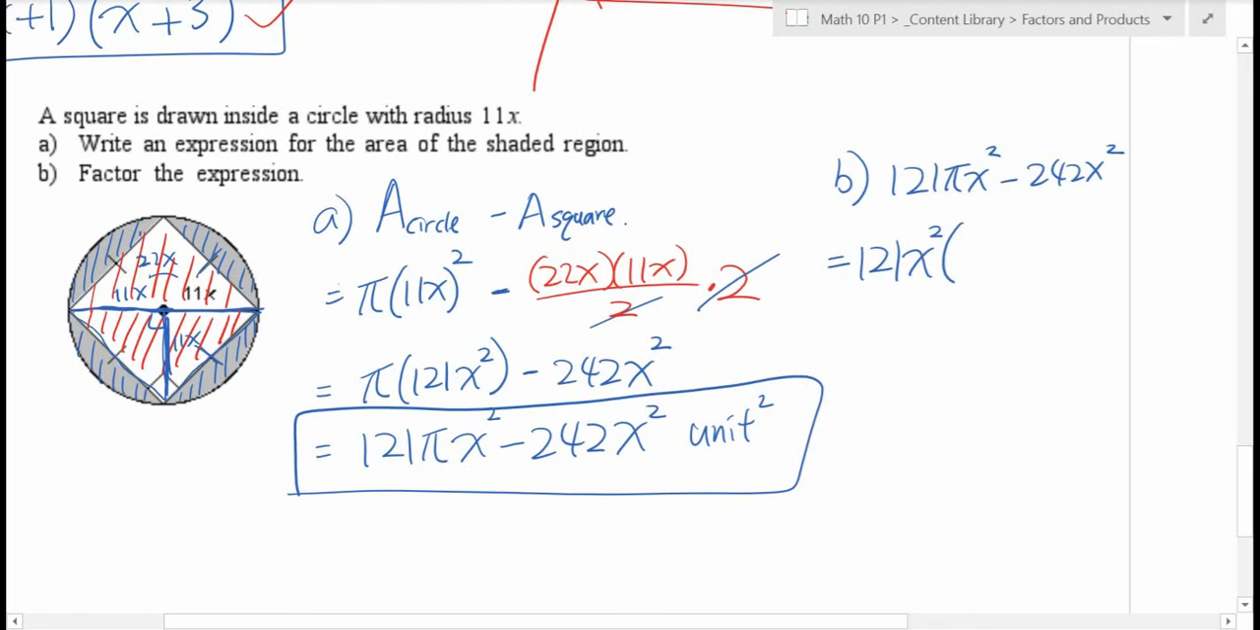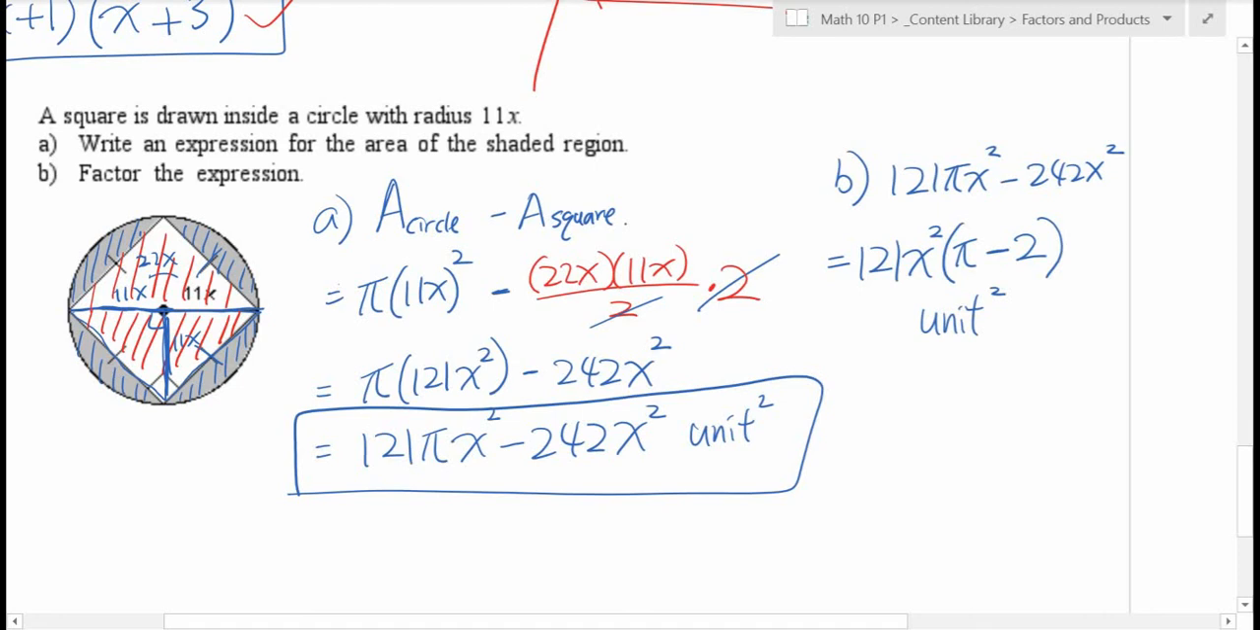And now we just need to divide. 121 divided by 121 is 1. We have a pi there that's not divided, so we still have the pi. x squared divided by x squared is just 1, so we end up with just pi when we divide 121 pi x squared by 121 x squared. Minus 242 divided by 121, that's just a 2. x squared divided by x squared is just 1. And there you go, that is our final answer. If you factor that expression, you get 121 x squared times pi minus 2. And that is the expression.